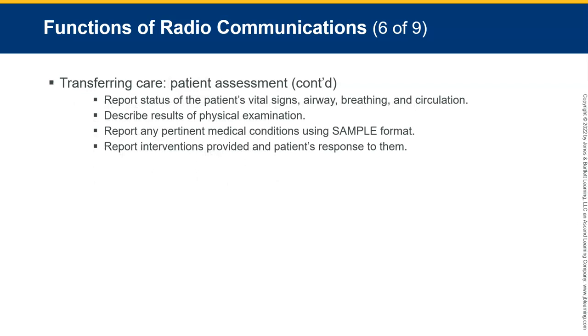Now, report the status of those vital signs. We're talking about blood pressure, pulse, and respiratory rate. And then we're going to look at our A, B's, and C's: airway, breathing, circulation. Describe the results of the physical exam. So any extra holes, any extra elbows or knees, any extra things, that's what we're looking for. Report any pertinent medical condition using the SAMPLE format. We'll talk about that as we go along. And then use the same systematic approach that you follow during your patient assessment to help ensure you do not overlook any significant symptoms, signs, or injuries.